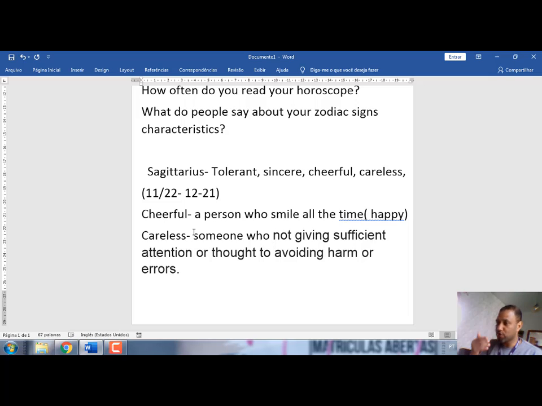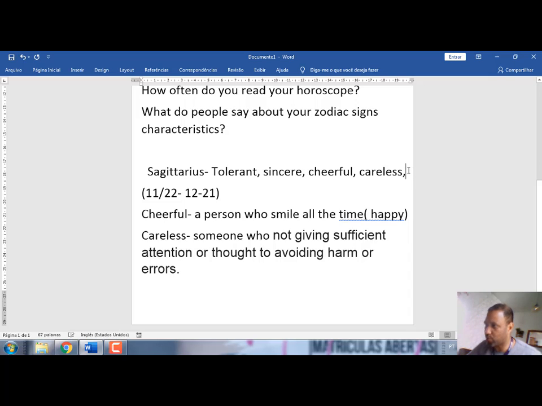For example, you have your telephone, okay? You put your telephone in a certain place, and you don't take care of it. You don't care if your telephone is going to fall down or not. Okay, so you are a careless person, right? Careless is everything that you take and harm. So Sagittarius is tolerant, sincere, cheerful, careless, and noisy.